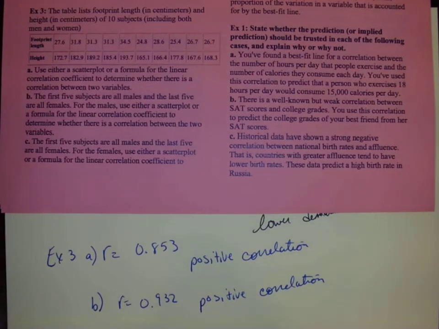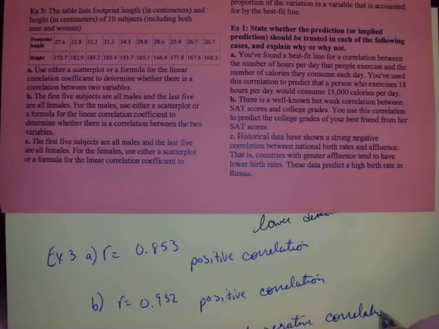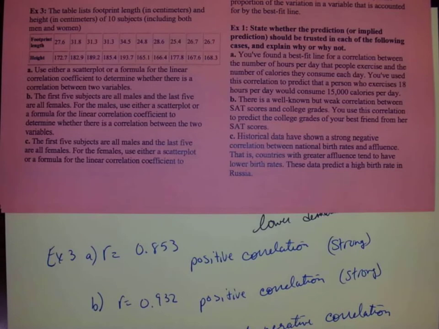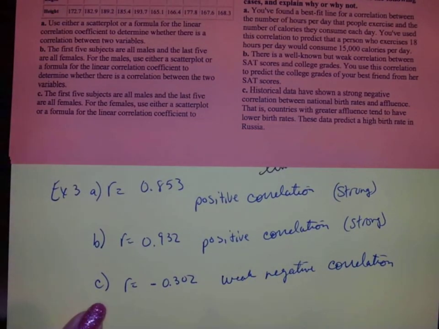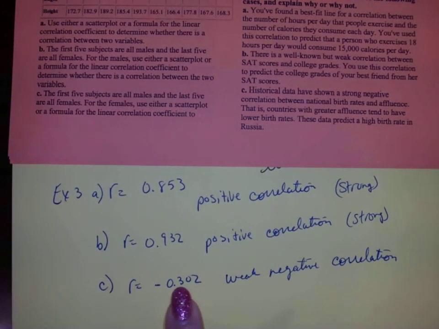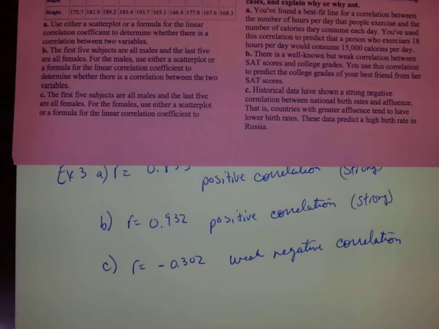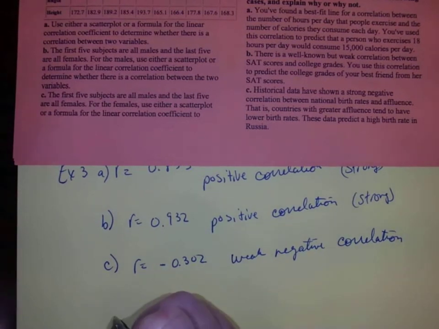All right, so what we discover on part C is that the R factor is a negative 0.302. So this is actually a weak negative correlation. And on these, we could say this is strong on each of these. This one is actually weak, because we've got a negative 0.3. So the negative number tells us it's negative. 0.3 says there's not as much correlation going on with the women, the females, versus the males.